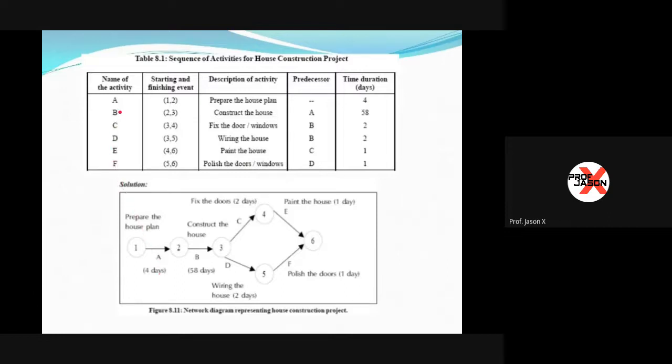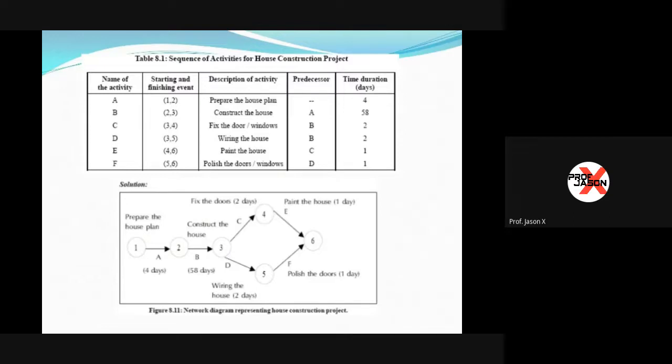Next, activity B. Description is construction of the house. Starting and finishing of the event is 2 going to 3. The time is 58 days. So again, clearly every information on our table is depicted in the network diagram. Now here is the part, I shouldn't say confusing, but rather you should take note of this. Number 3 is the starting point for multiple events. Thus, this is what we call a burst event.